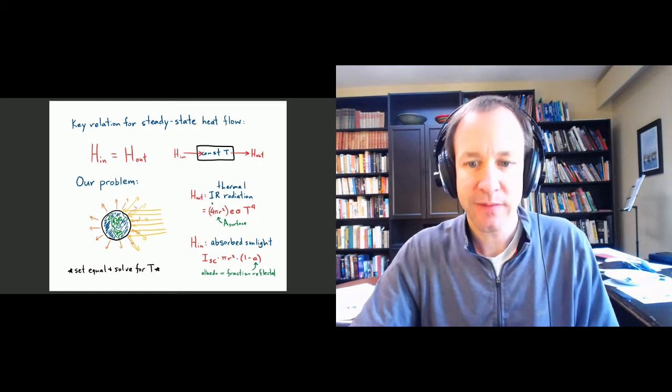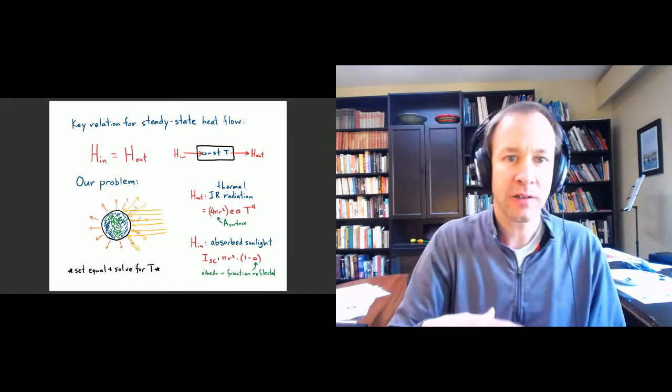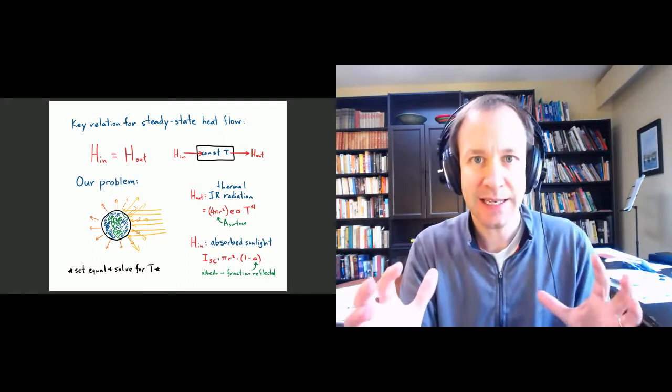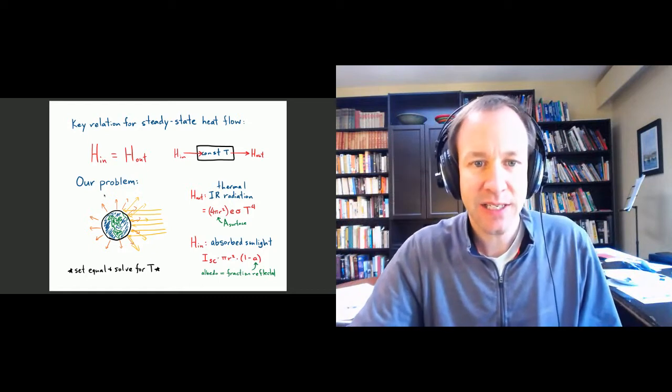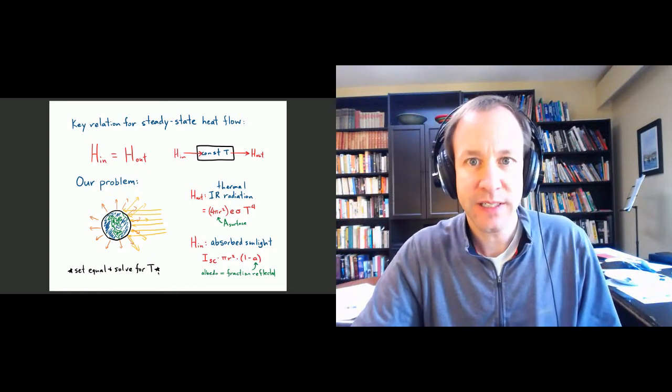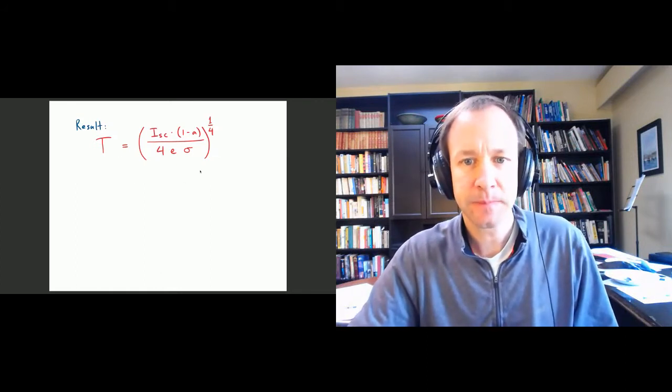So we have an expression for the outgoing power. We have an expression for the ingoing power. We assume that there's a steady state where we've reached some equilibrium temperature. And so we set H in equals H out and solve for T. So this was our result.